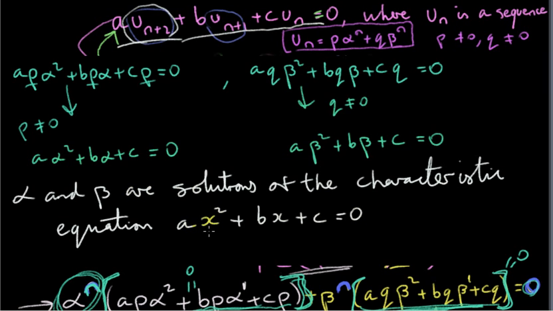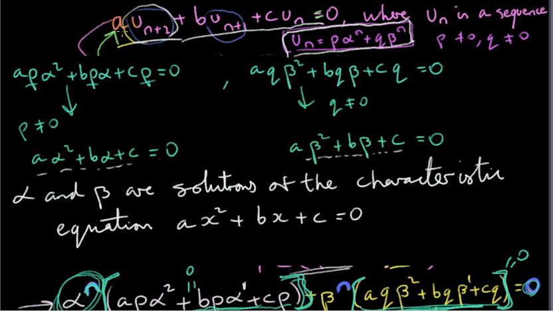Alright, see, if you plug alpha in for x, we're going to get a alpha squared plus b alpha plus c equals 0. If we plug beta in for x in our characteristic equation, we're going to get a beta squared plus b beta plus c equals 0. So we're assuming a solution of this form here. So now we know how to find out what alpha and beta are, what those numbers are.